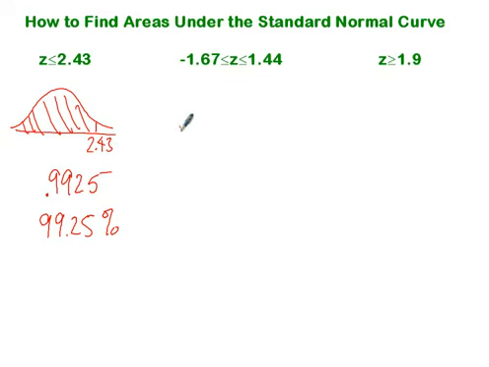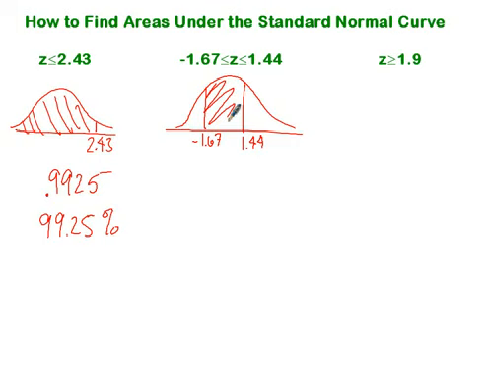Now, in this next example, suppose we wanted the area between, let's say this is negative 1.67. I'm just ballparking these, negative 1.67. I know since it's negative, it's going to be on the left half, and 1.44, well, since it's positive, it's going to be on the right half. I want the area in between this. All right, and what we're going to do is find the area from here and down, and then find the area from here and down, and then we want this left over. So we'll just subtract the two. So we're going to look up negative 1.67 on our chart.